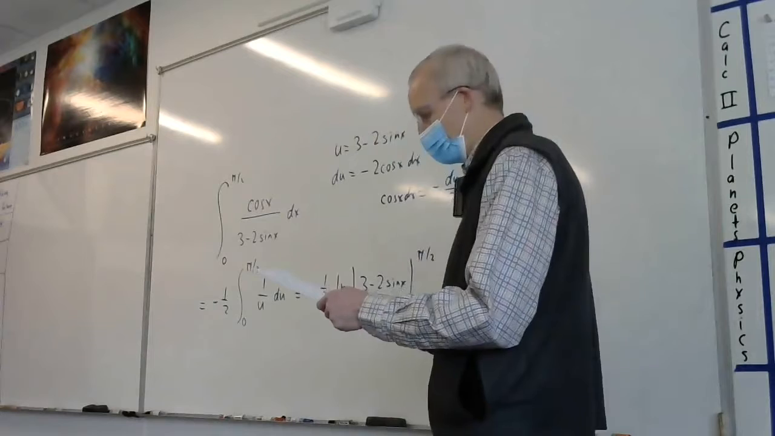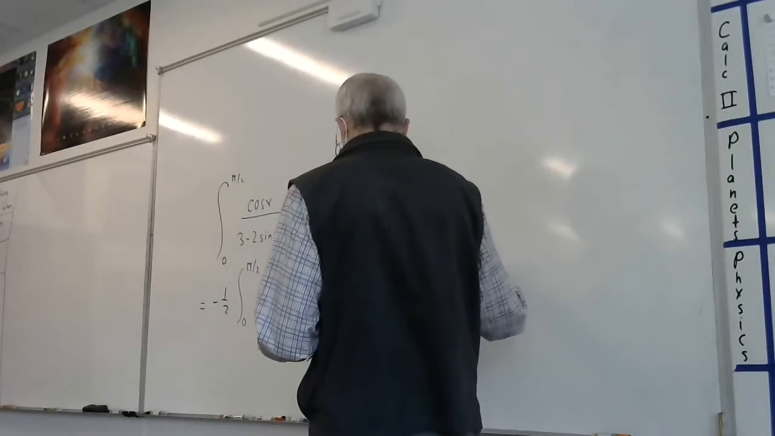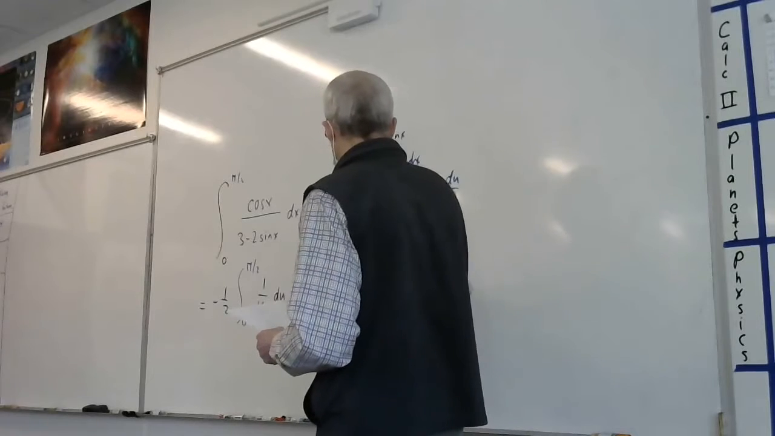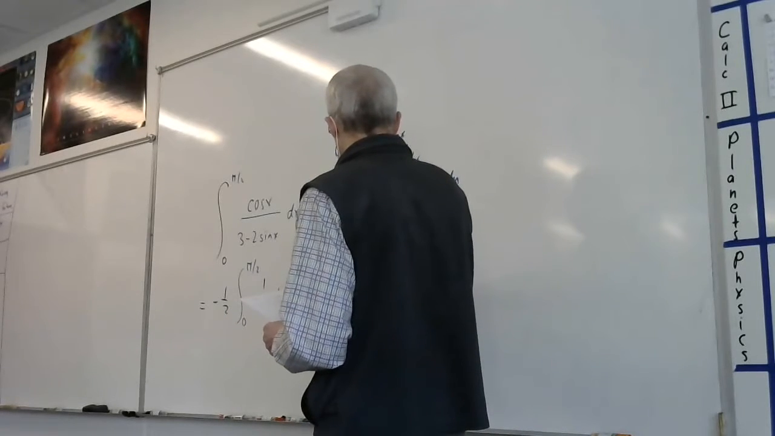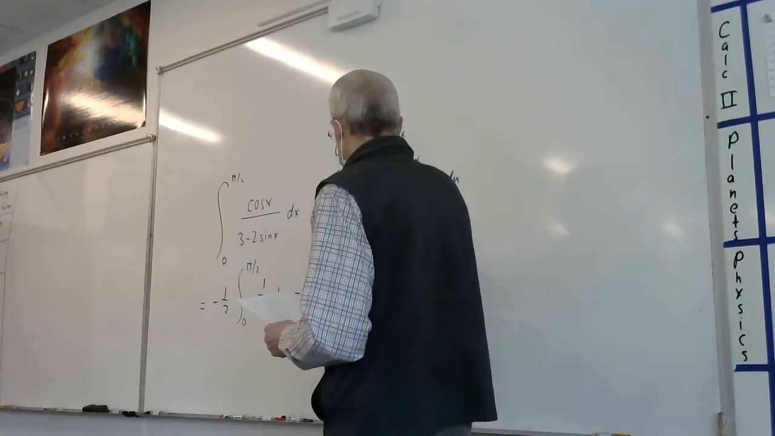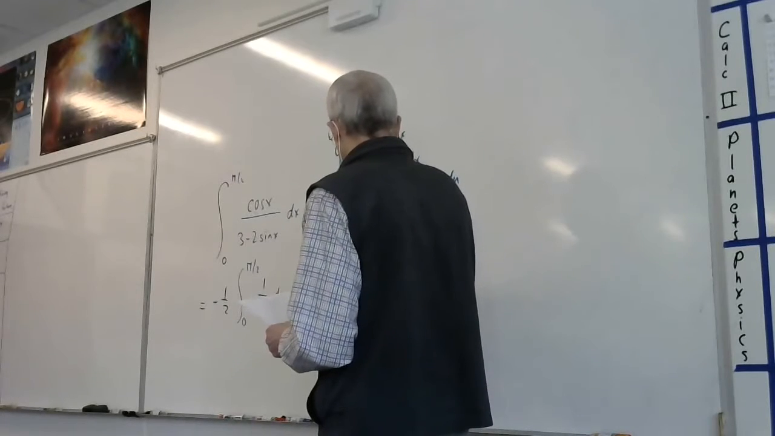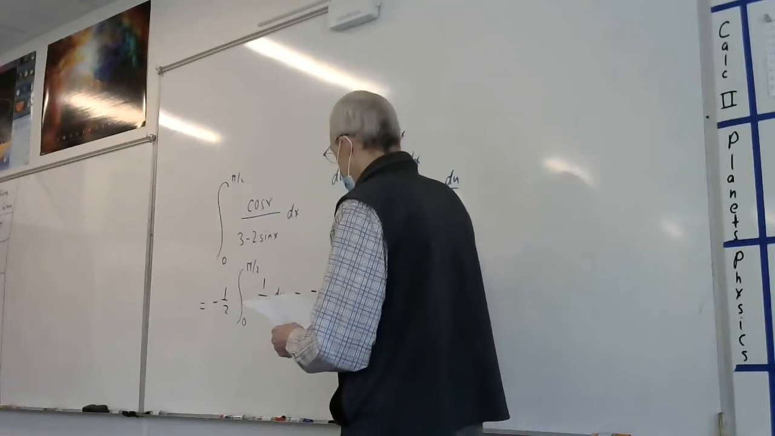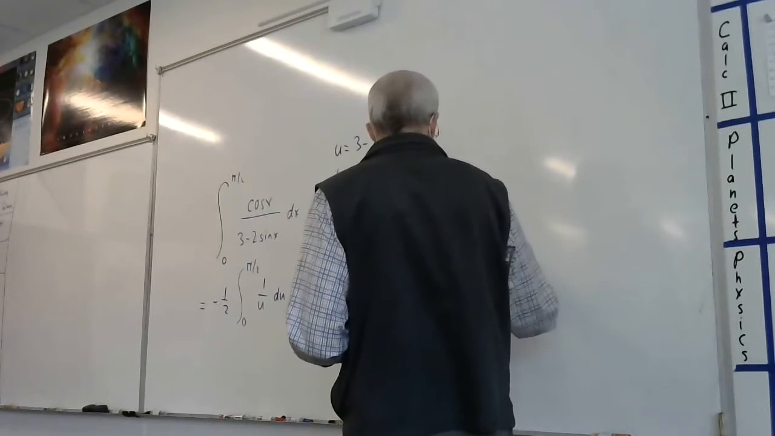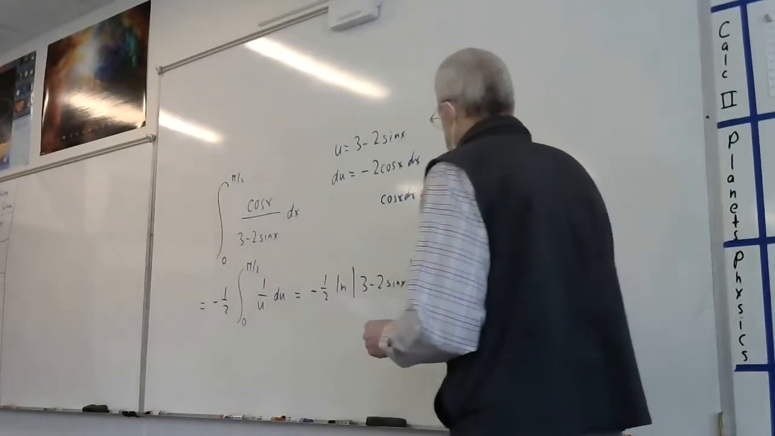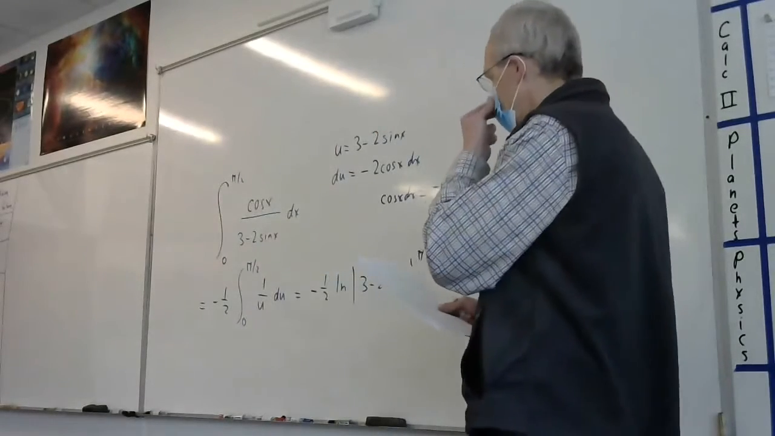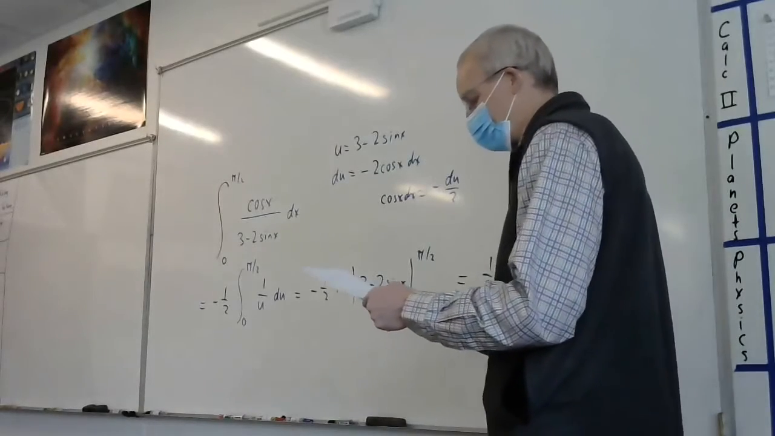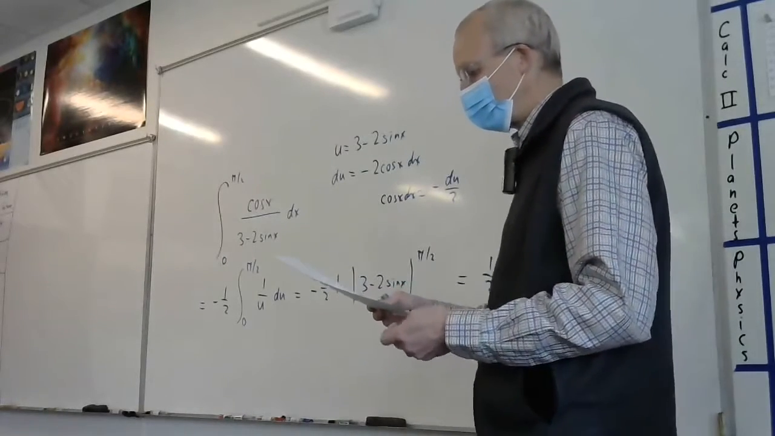Plug in 0, plug in pi over 2. Sine of pi over 2 is 1, so that's ln of 1, which is 0. Plug in 0, and it's just ln of 3, and it's minus. So you end up getting 1/2 ln of 3. And you don't need absolute values if it's positive. We put the absolute values there just in case you get a negative, but it ends up being just ln of 3. So it's 1/2 the natural log of 3.